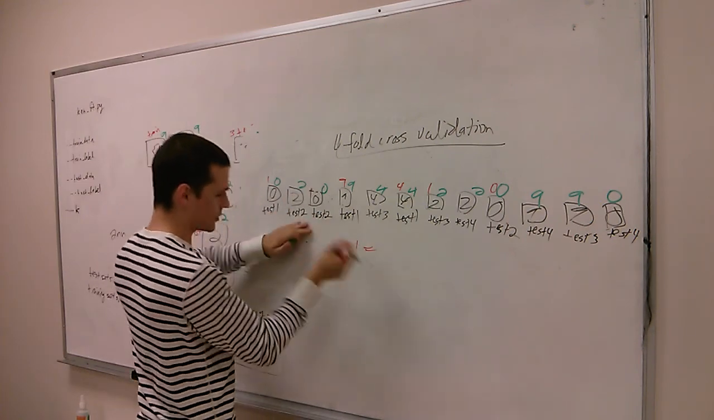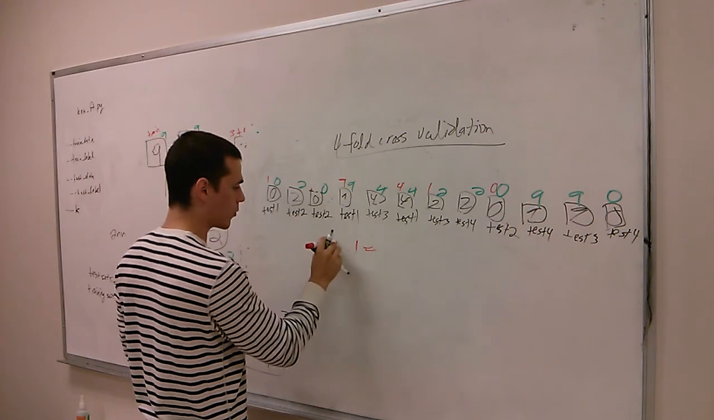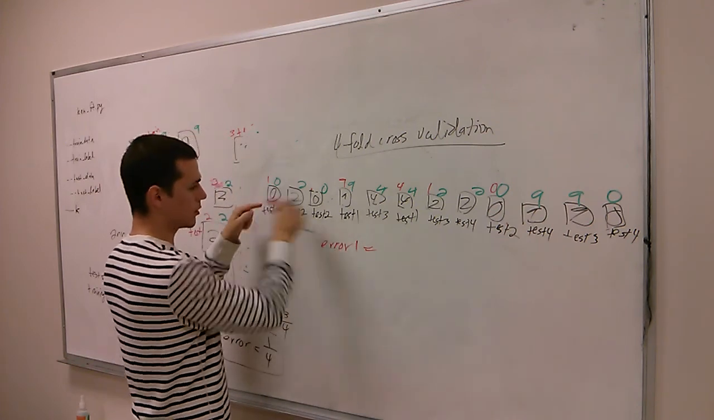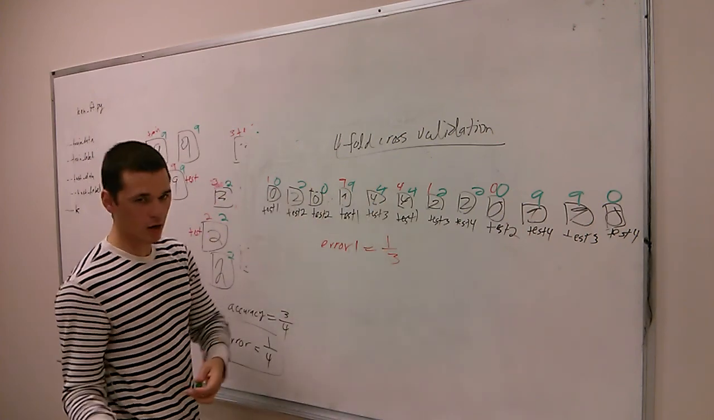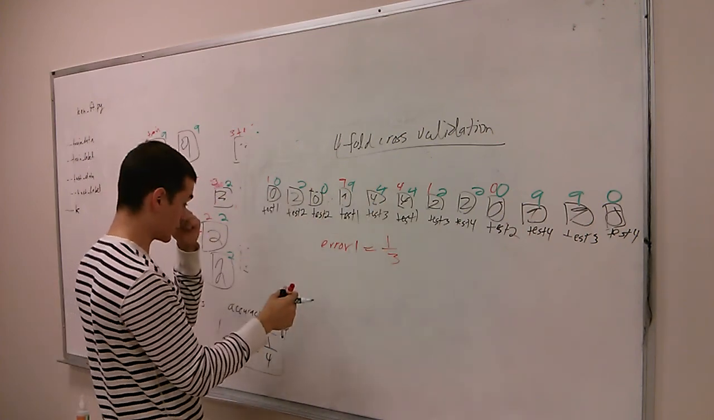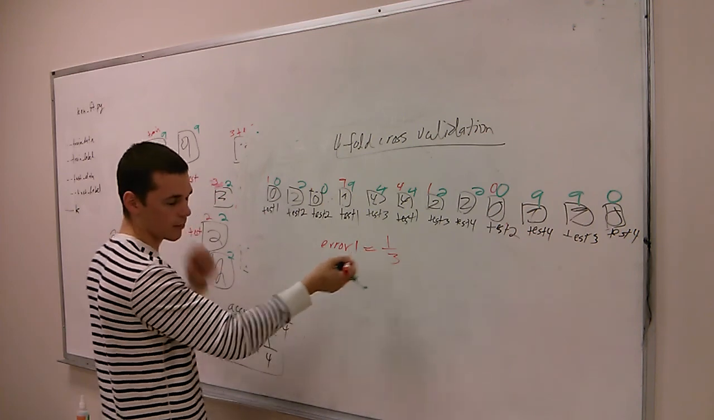We care about error. Accuracy and error are just one minus the other. So error 1 is going to be 1 out of 3. There are 3 test examples. 1 out of 3 was wrong, so the error that we're using here is just 1 out of 3. And this is just 1 minus 2/3.